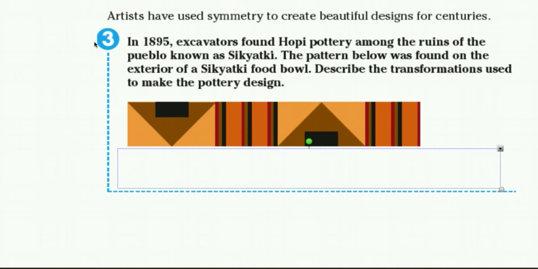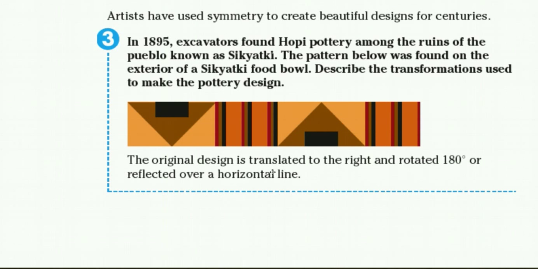And the final example: artists have used symmetry to create beautiful designs for centuries. In 1895, excavators found Hopi pottery among the ruins of the pueblo known as Sikyatki. The pattern below was found on the exterior of a Sikyatki bowl. Describe the transformations used to make the pottery design. If you notice, you have this triangle and it became that triangle.